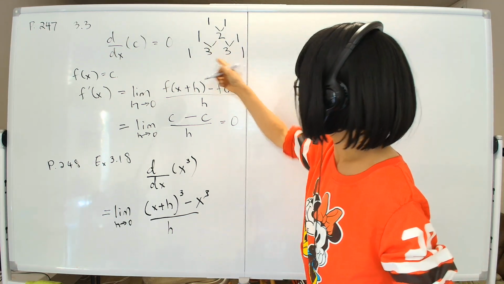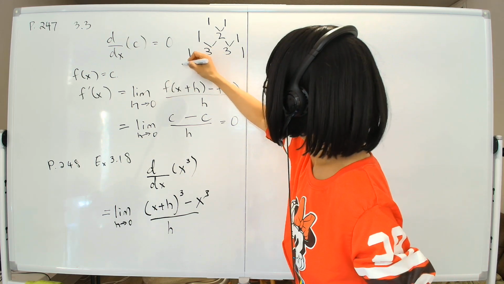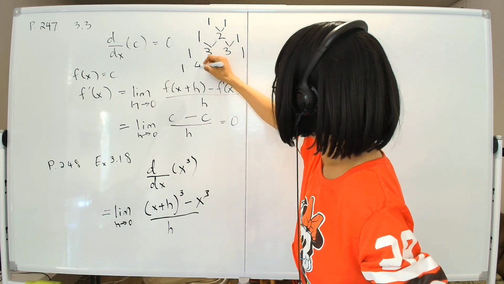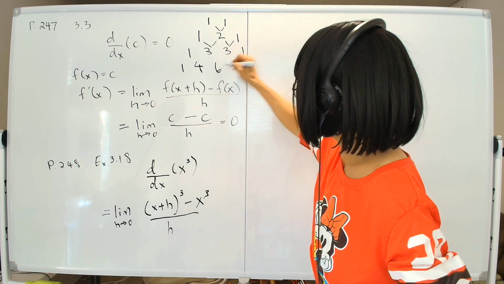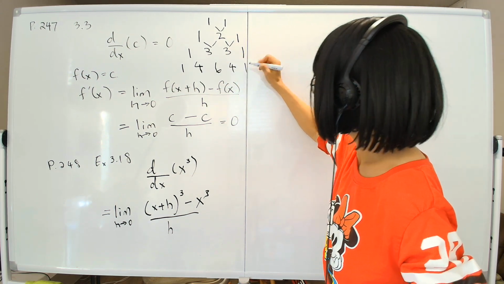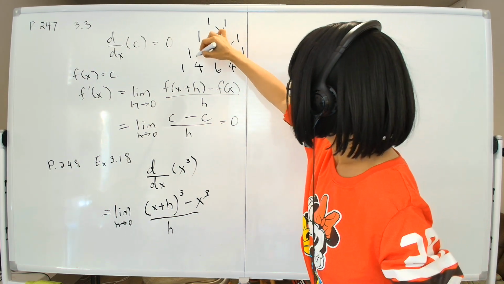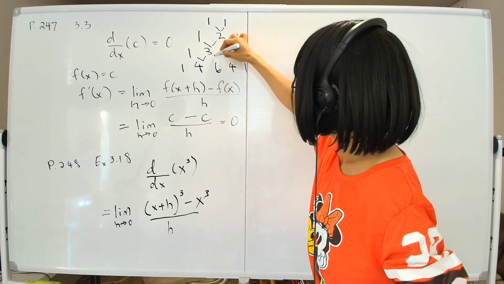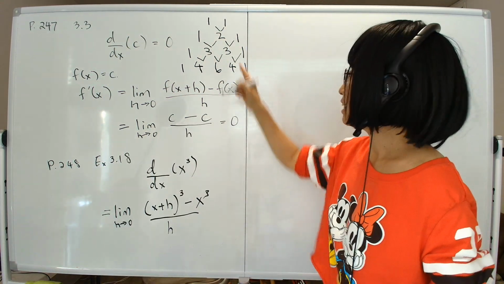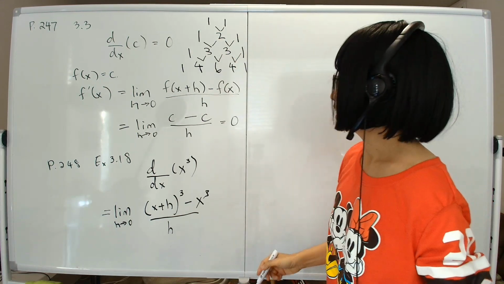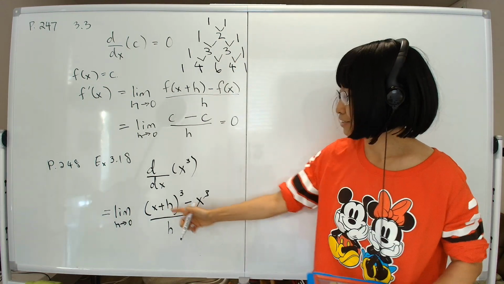And the fourth, this is the third level. The fourth level is 1, 4, because 1 plus 3 is 4, 3 plus 3 is 6, 1, 4, 6, 4, 1. And this triangle goes on. Okay, the 4 comes from 1 plus 3, and 6 comes from 3 plus 3, and the 4 comes from 3 plus 1. Now this triangle goes on indefinitely, and that is how you're going to multiply this thing.